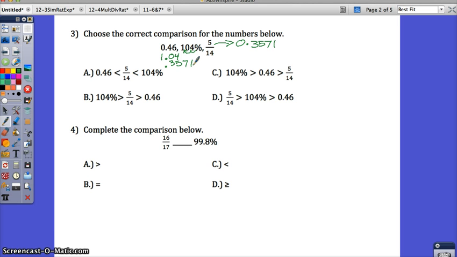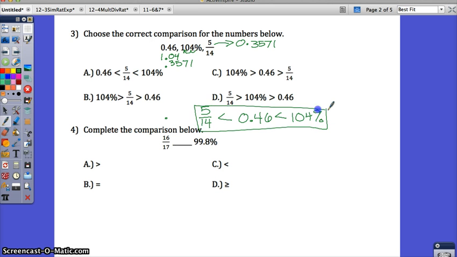Now in the directions on these ones, it doesn't say which order to put it in, so you just have to see which one is true. I would write it in your own order and then look at your options. So which one's the smallest? Well, I see 0.3571 is the smallest, which came from 5/14. That's less than 0.46, the next smallest, which is also less than the 1.04, which came from 104%. Now that you have your order, look at the options that match that. I'm going to notice that nothing matches the order that it's in, so turn it around, write it backwards. If I read it this way, 104% is greater than 0.46, which is greater than 5/14. Your answer is C.